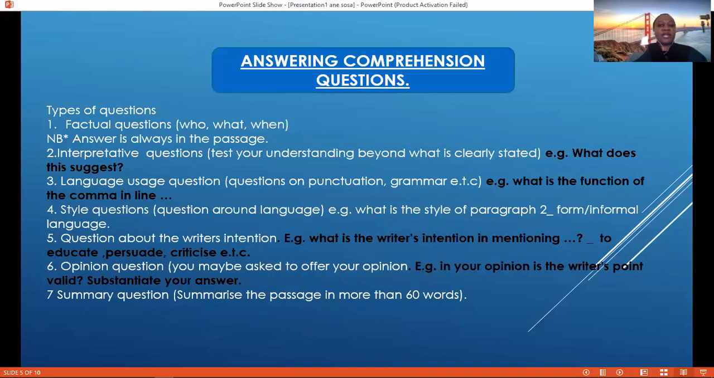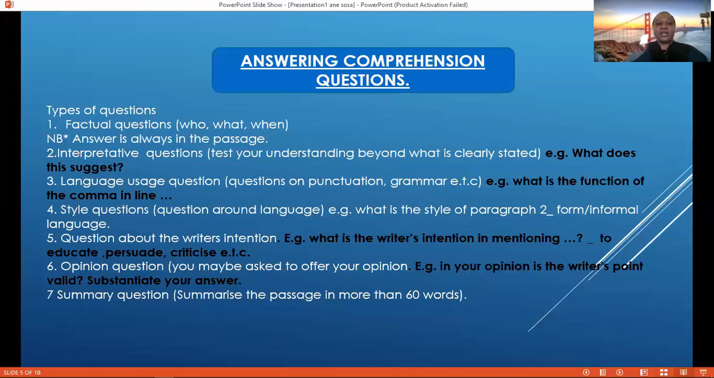First of all, when we look at these questions, they are of different types. Number one, we have factual questions. Generally, they will fall under who, what, when, or how. Note there, it says the answer is always in the passage. When you are working with factual questions, the answer is always in the passage.